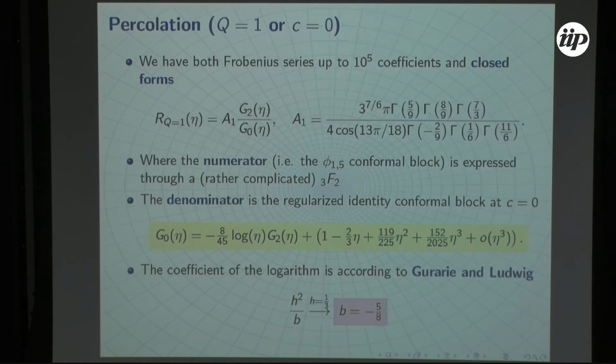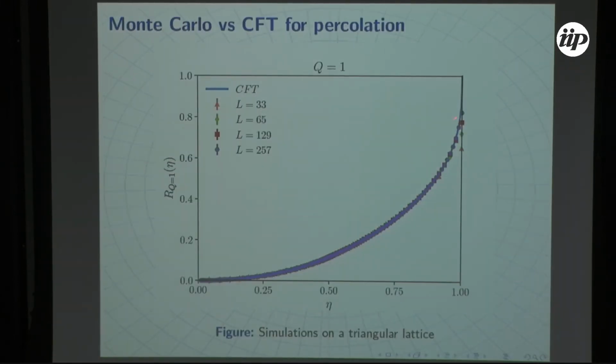Okay, so this is the Monte Carlo, and here it's the prediction with the CFT, which you cannot see because it's perfect. So it's below. Okay? So these simulations are done on a triangular lattice. So you can see that the agreement between theory and Monte Carlo is perfect. Of course, I cannot prove that it is exact, but I believe that it is an exact formula.